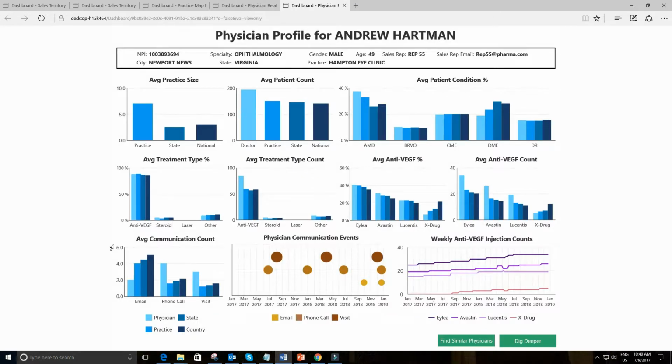As before, we can peruse Dr. Hartman's profile to get to know him better. But the main point here is that there isn't any obvious deficiency in the sales rep communication pattern, shown down here toward the bottom. The sales rep has been in frequent contact with Dr. Hartman by email, phone call, and personal visits. In this case, unlike with Dr. Keller, we have to dig deeper, which we do by clicking this Dig Deeper button on the bottom right.